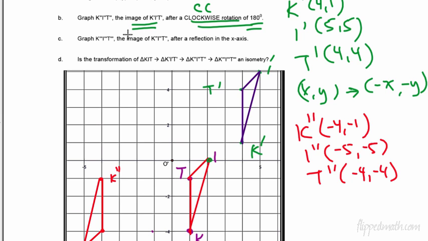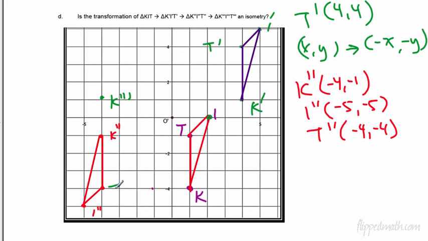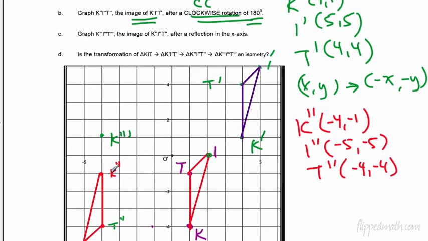We now have to graph K prime, I prime, T prime after reflection in the x-axis. Now here's a hint. I tried to make all of these so they didn't overlap too much. So if you get answers where they're just overlapping like crazy, then you probably messed up. What are we doing? We're reflecting in the x-axis.